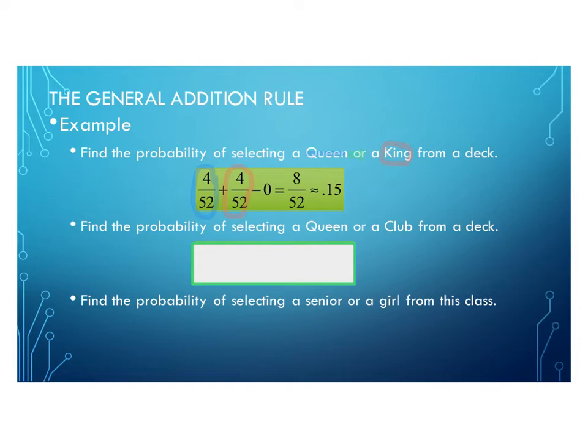If we look at the next problem, we want to find the probability of selecting a queen or a club from a deck of cards. Again, notice we have that critical word "or." That tells my mind I'm going to add. So before the word "or" is queen, and as we stated earlier, we have 4 out of 52 cards that are queens. "Or" means we're going to add.